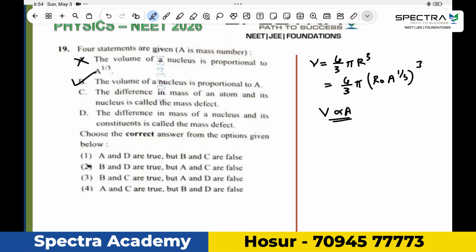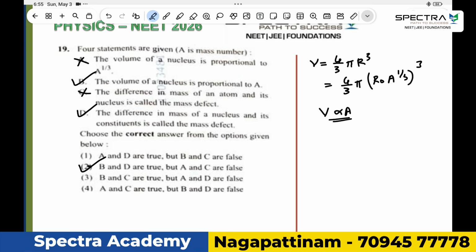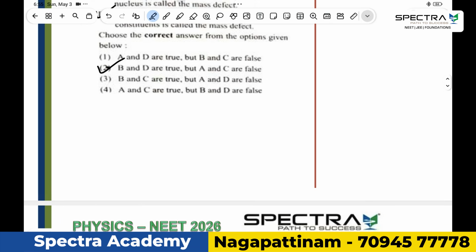The difference in mass of an atom and its nucleus is called mass defect. It is wrong. What is correct? The difference in mass of a nucleus and its constituents is called mass defect. It's a theory part only, right? So B and D are correct. So it will be option 2. B and D are true, but A and C are false. Now next question.